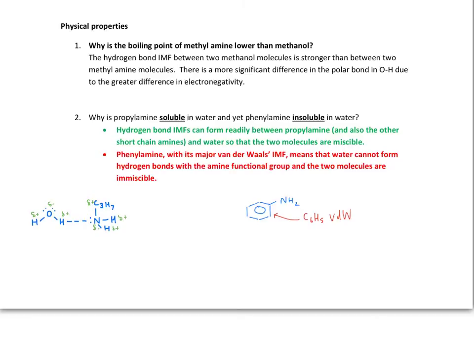Finally, on this first clip of the amines, we're going to consider the solubility in water. Now, propylamine and methylamine and ethylamine as well, they are all soluble in water, and yet phenylamine is insoluble in water. That's because propylamine can form a hydrogen bond with water very easily. It has a short alkyl chain, so the main intermolecular force within the propylamine is still hydrogen bonding.